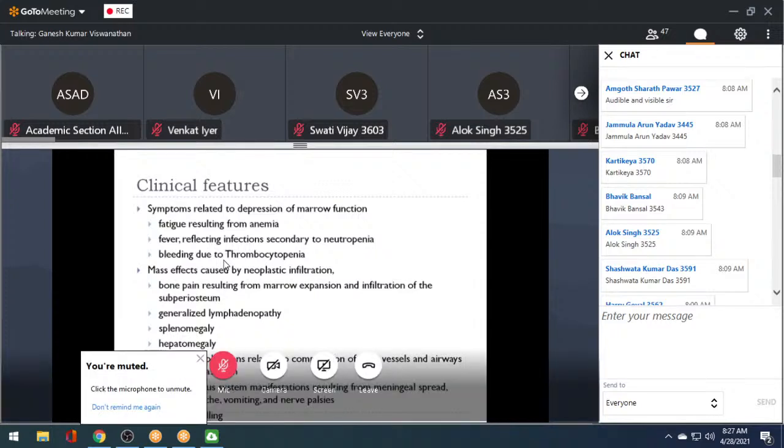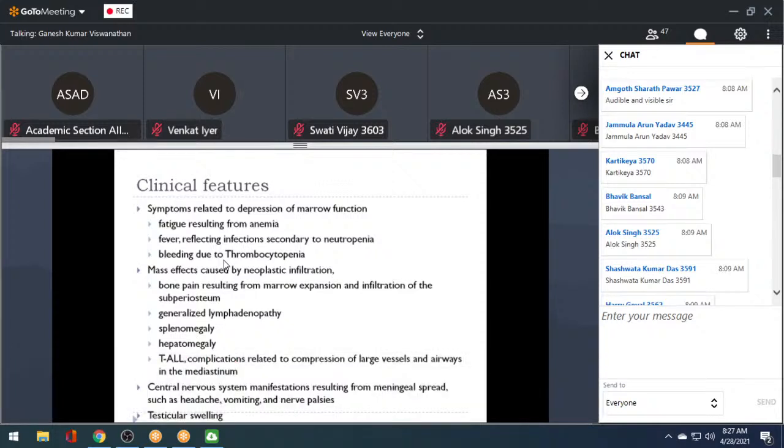So the neutrophil number is reduced, so what we call neutropenia. Because of neutropenia, normally these cells protect us against infections, against organisms. So when the cells are reduced in number, we have infections.